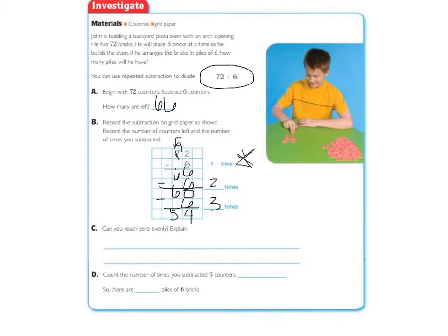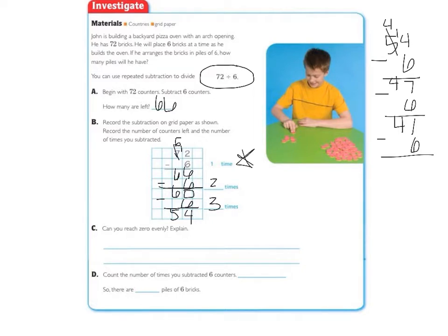Well, if we kept subtracting, we could do it to the side. 54 minus 6. We'd have to borrow again. We have 4. And we get 14. 14 minus 6 is 8. We get 48 minus 6. We keep going and we keep going.